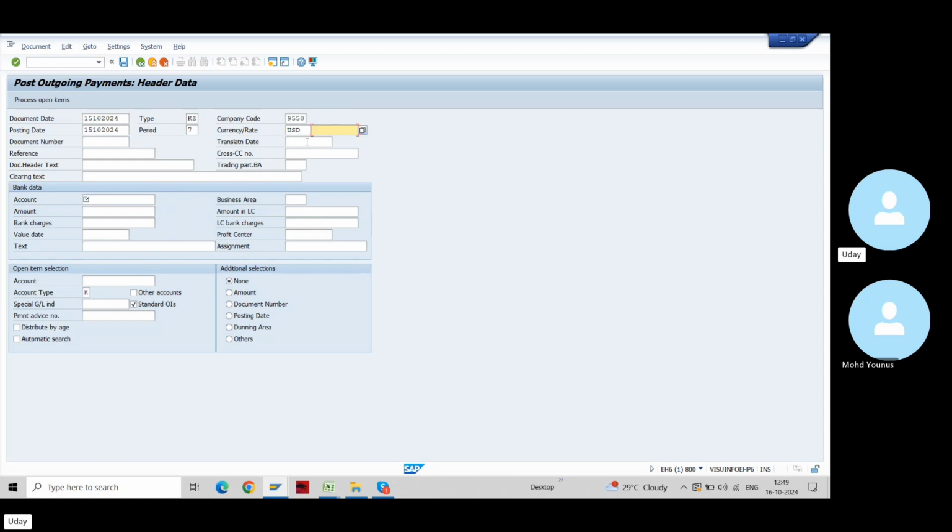So for example, if I am giving posting date on 15th October, and the exchange rate was not updated on 15th October, it will pick the latest updated rate. For example, if it was last updated on 13th October, it will take the same rate. But if I updated on 14th October, it will pick the 14th October rate. Though I don't update it on 15th October, it will pick the latest date rate. You understood, no? In the background, it will pick the latest rate.